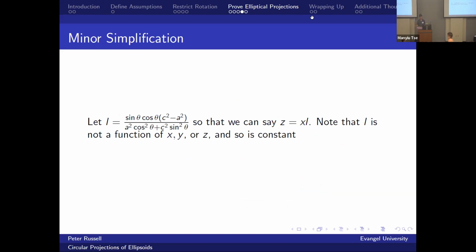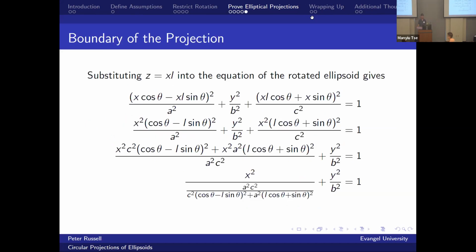So we're going to substitute our z equals x times L right back into our equation of our rotated ellipsoid, where we end up with x times cosine theta minus x times L times sine theta, squared, all over a squared, plus y squared over b squared, plus x times L times the cosine of theta plus x sine theta, squared, all over c squared, is equal to 1. We can factor out an x from each of these two terms and square it so that we can pull it out of the parentheses of the square, which gives us our second line.